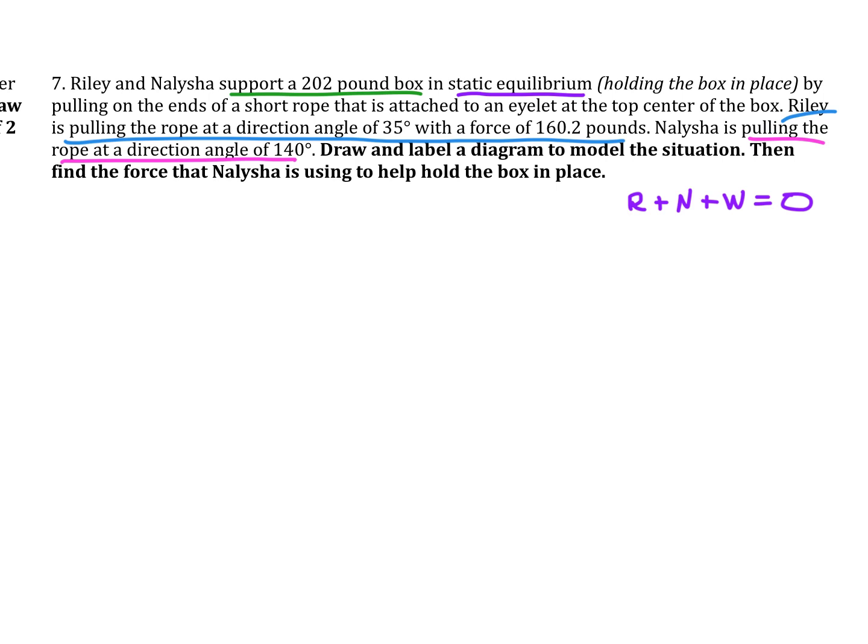So given that the direction angle is 35 degrees, I'm going to start by drawing it on a coordinate plane. So direction angle, remember that is from the positive x-axis rotating counterclockwise. So it's a positive angle. Therefore, Riley's pulling the rope at a direction angle of 35 degrees. So I'm going to draw that vector. Theta is 35 degrees, and I will call this vector R. I'll use magnitude of R, actually. So magnitude of R for Riley is 160.2 pounds.